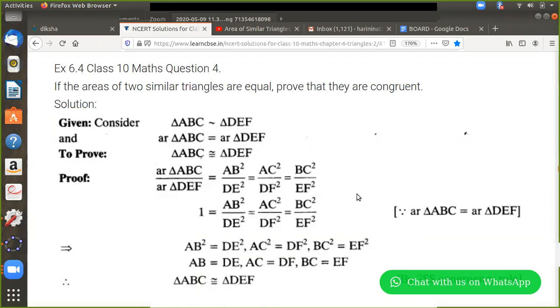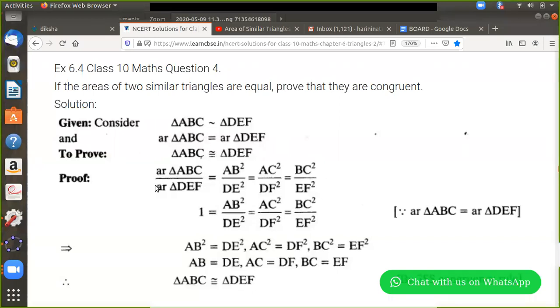Okay, this is exactly the proof which I spoke just now. ABC and DEF are given to be similar triangles. And I have to show that they have to become congruent. All right, so from similar, I have to go to congruent. And it is also given that their areas are equal. So they are similar triangles and their areas are equal. So using my theorem, this is what I get.